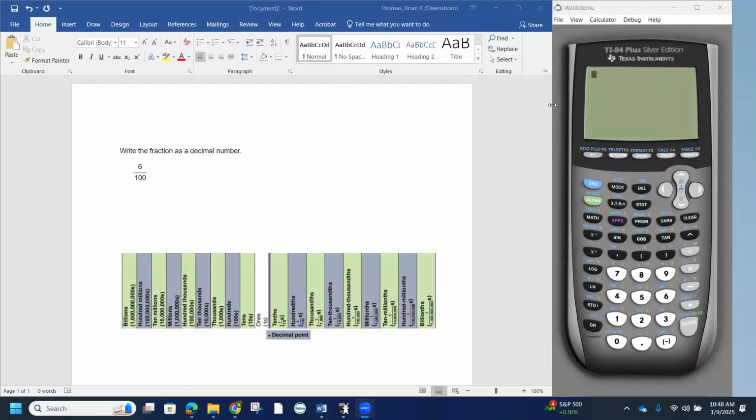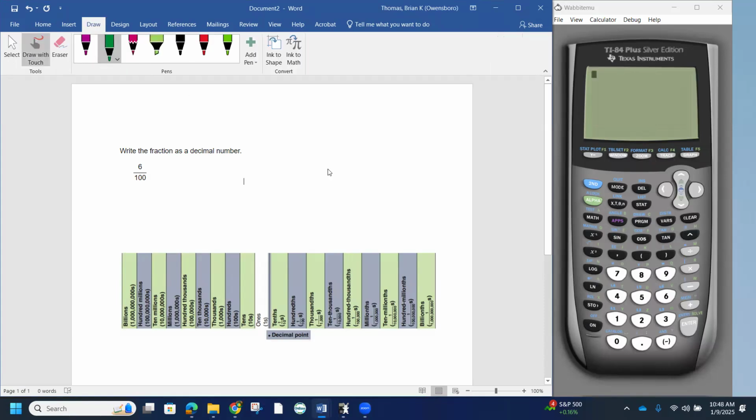So some of the basic concepts are like writing a fraction as a decimal number. A few things we can do here. One is just understanding place value because this is a very special fraction. This fraction reads as 6/100ths. Remember, our place value system is a base 10 system.